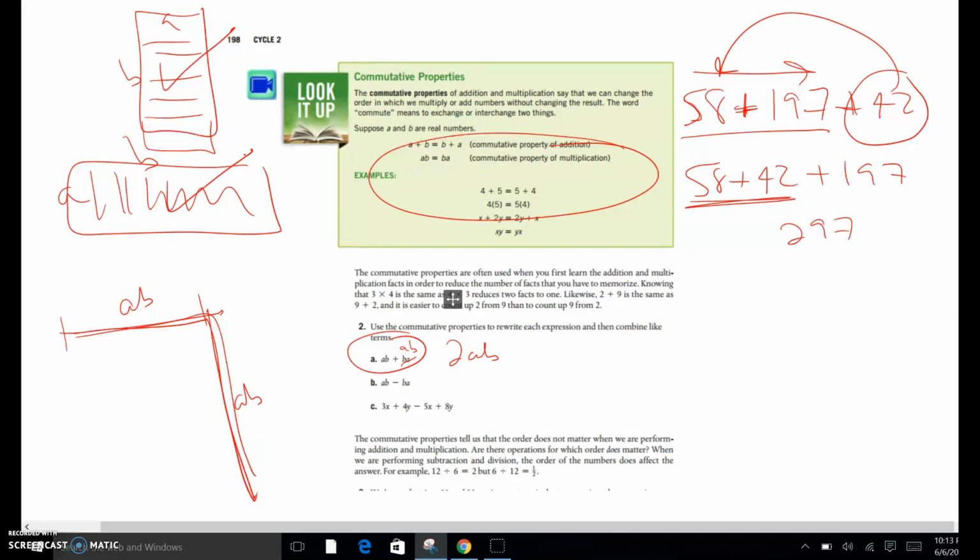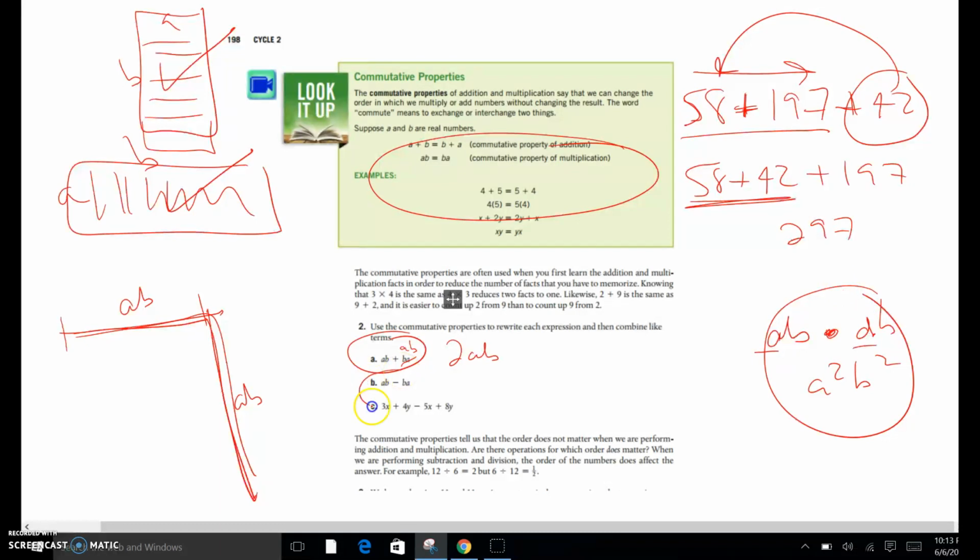If I were multiplying, if I had AB times AB, then I would be creating something new. I'd have an A and an A, which is A squared, B and B, B squared. So when you multiply, you create new things like volume and area. Adding is just cats and dogs, collecting like terms.